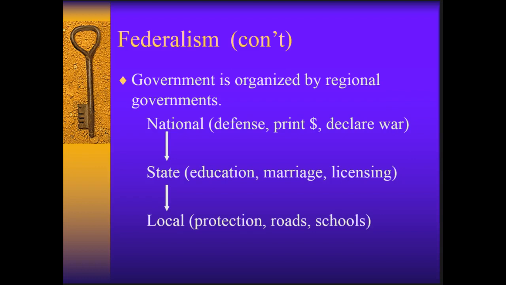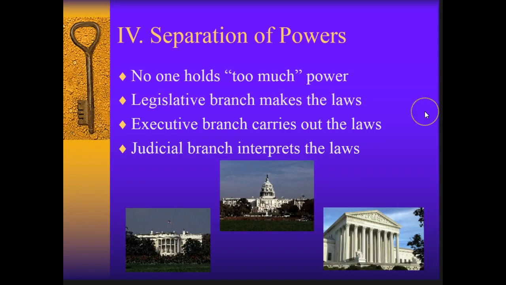Moving on, the next one is separation of powers. And what we have with separation of powers is that no one branch holds too much power. So we have the legislative branch, executive branch, and judicial branch, and each one has certain responsibilities. The legislative branch makes the laws, the executive branch carries out or enforces the laws, and the judicial branch interprets the laws. So it's really important to understand that each one has a specific role within the government.